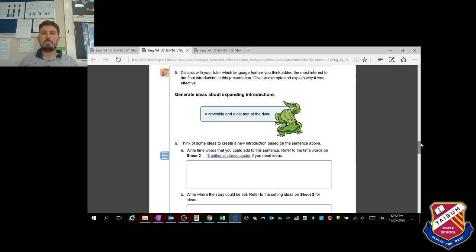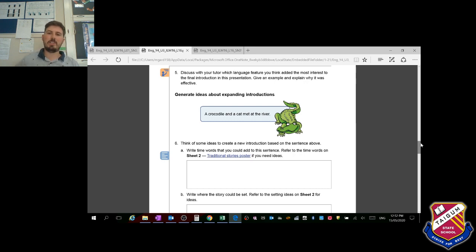Now I want you to think about which language feature you think added the most interest to the final introduction in this presentation. So was it noun groups that made them interesting? Was it verb groups? Have a think.